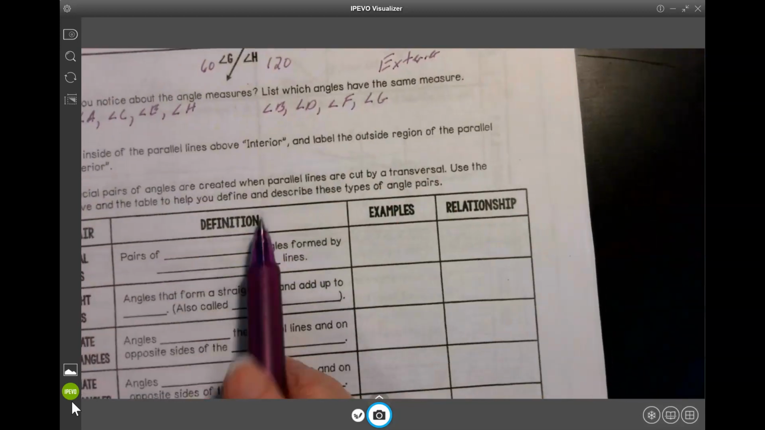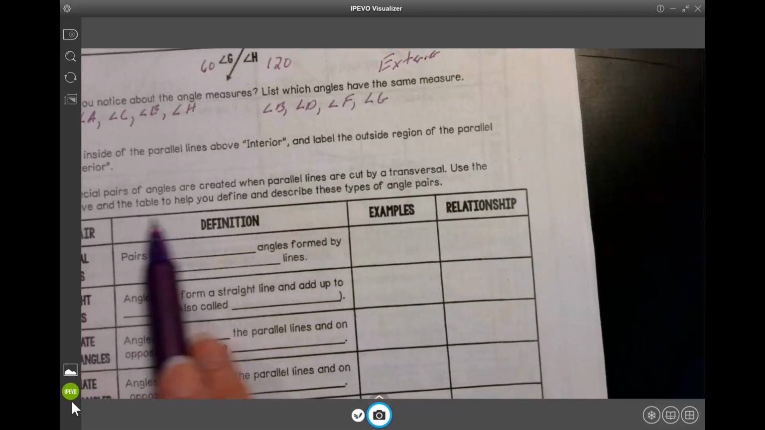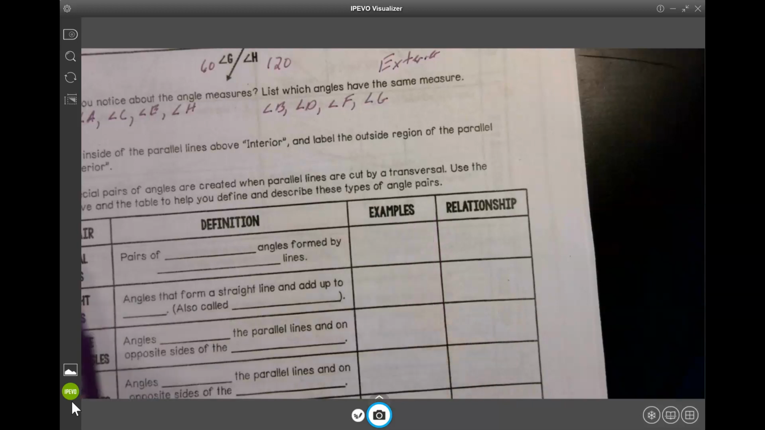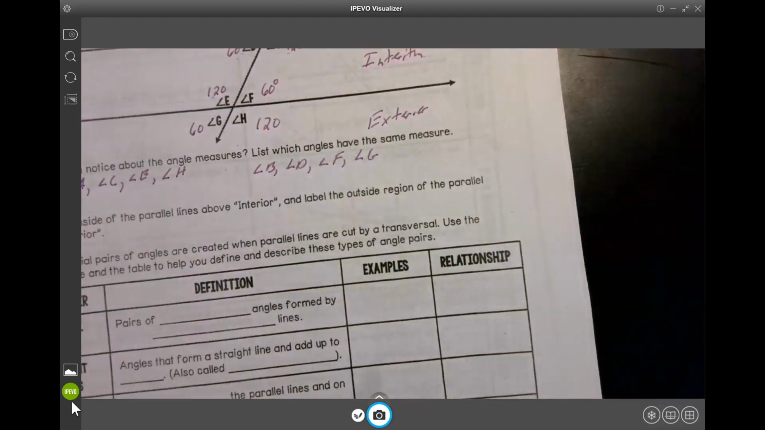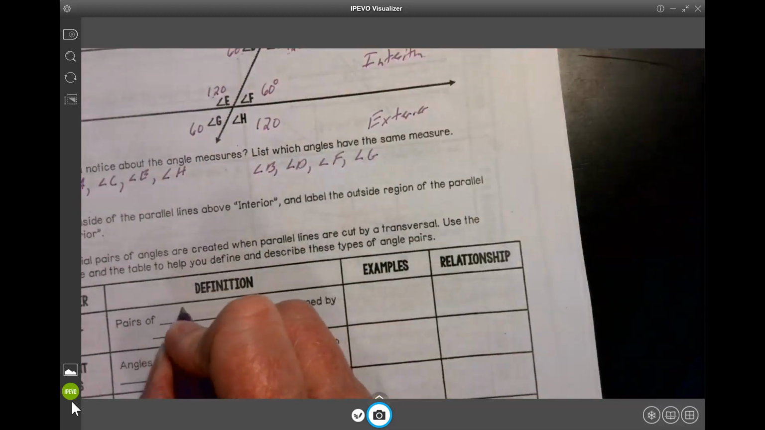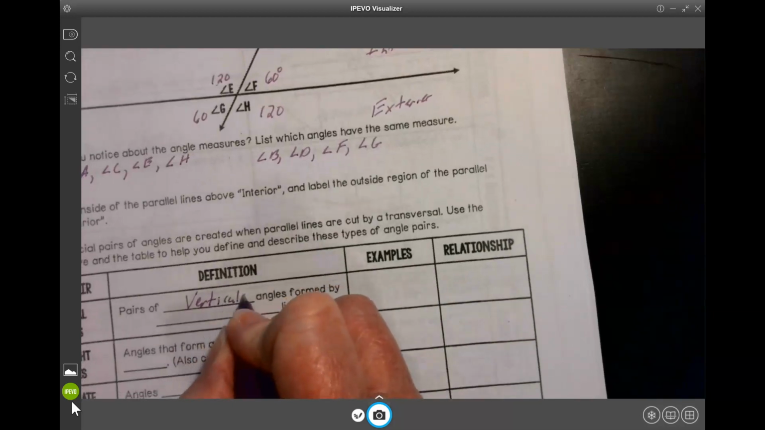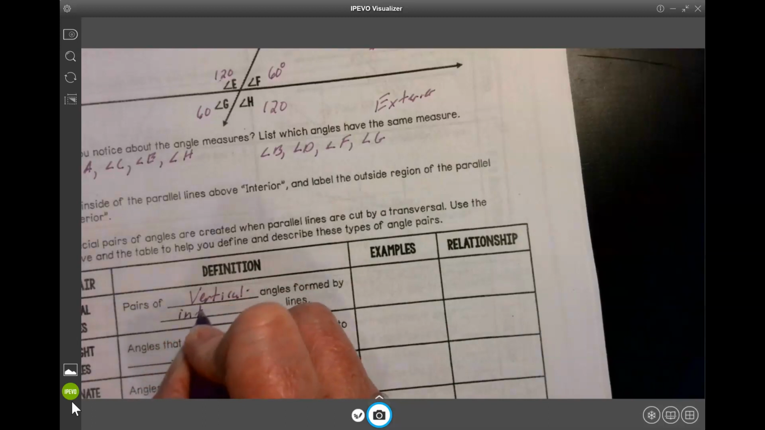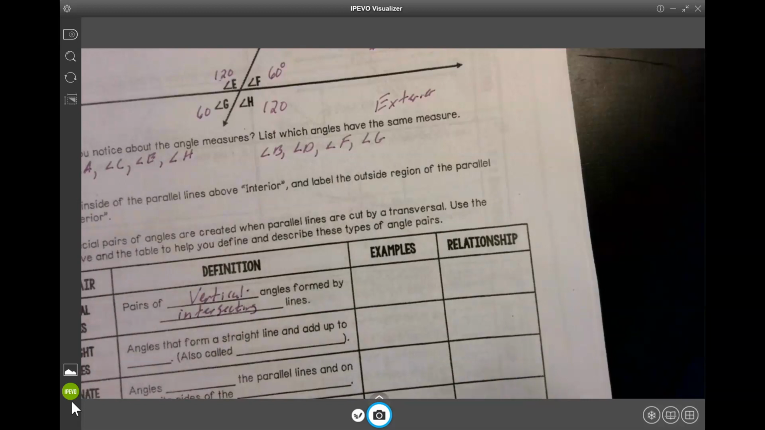Several special pairs of angles are created when parallel lines are cut by a transversal. Use the picture above and the table below to help you define and describe these types of angle pairs. So the first one is vertical angles. We know vertical angles. We did that in the last lesson. Pairs of vertical angles are formed by intersecting lines. Some of this stuff in the table is useful, and some is like, what the heck does this mean?